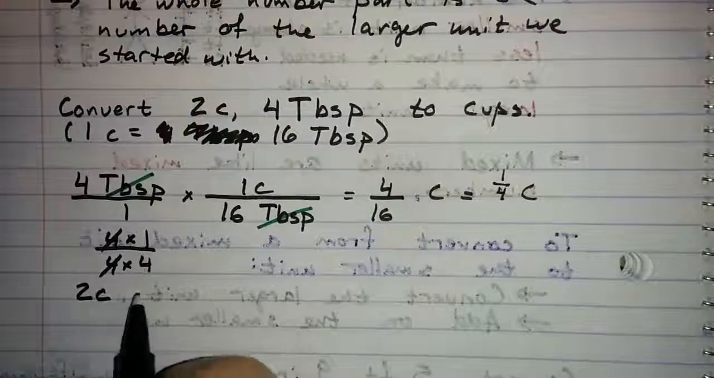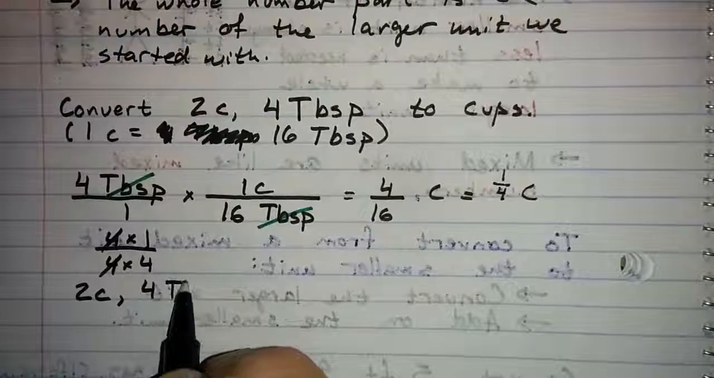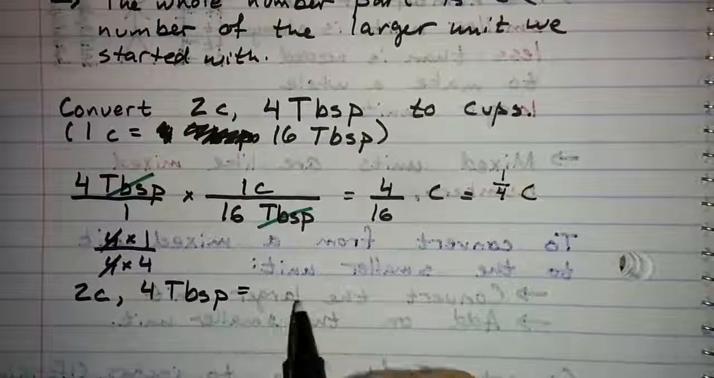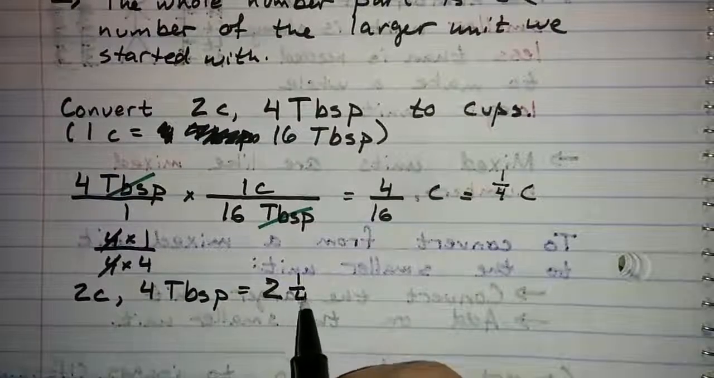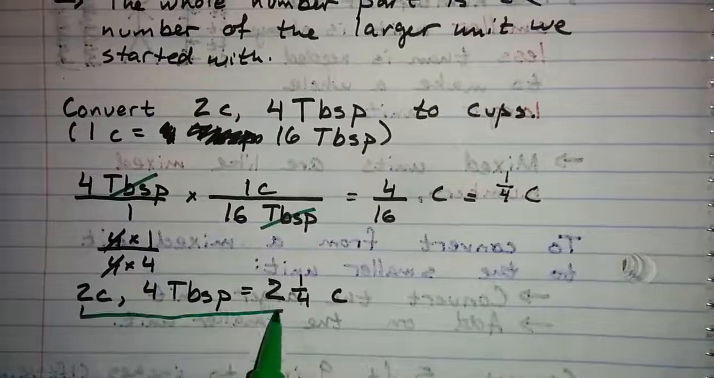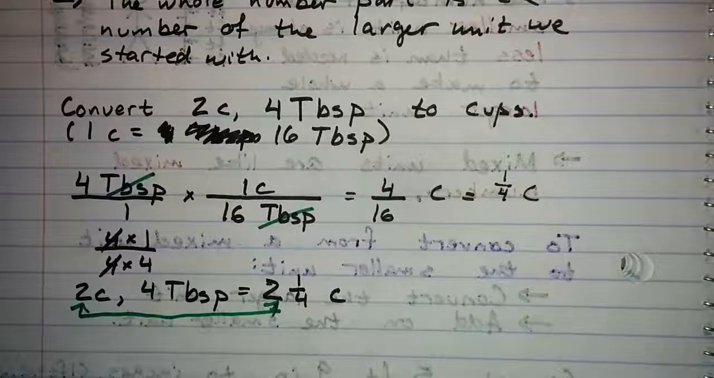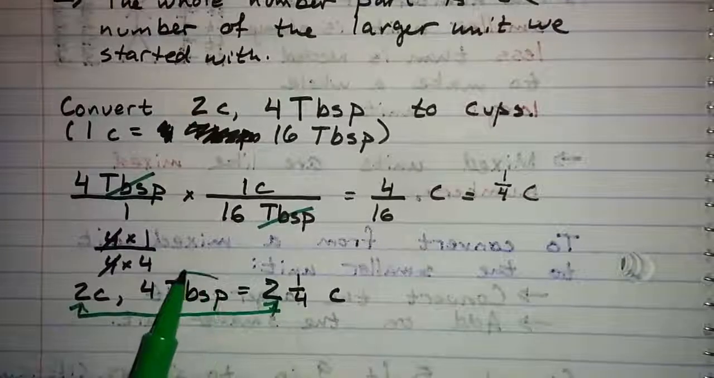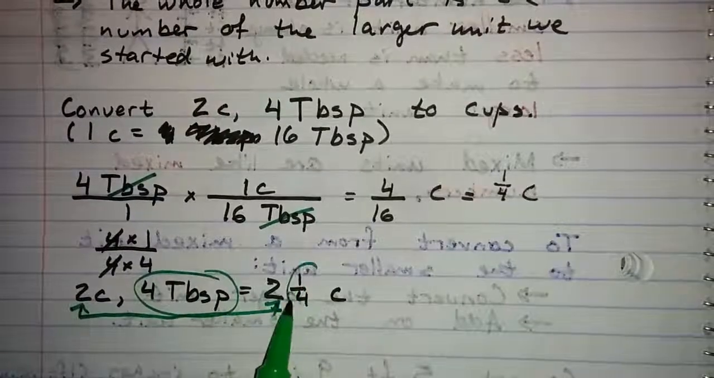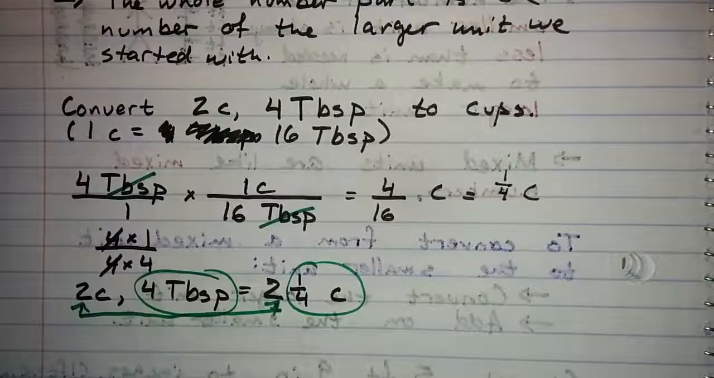Thus, 2 cups, 4 tablespoons is 2 1/4 cups. The 2 cups I started with is the whole number part of my mixed number of cups. All I converted was 4 tablespoons to 1/4 cup.